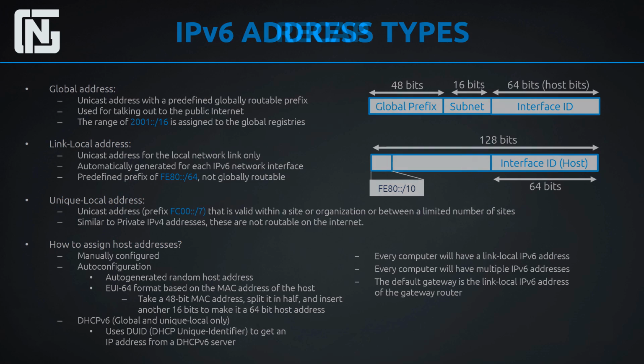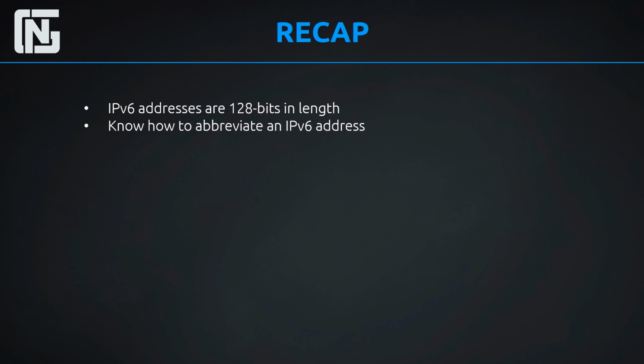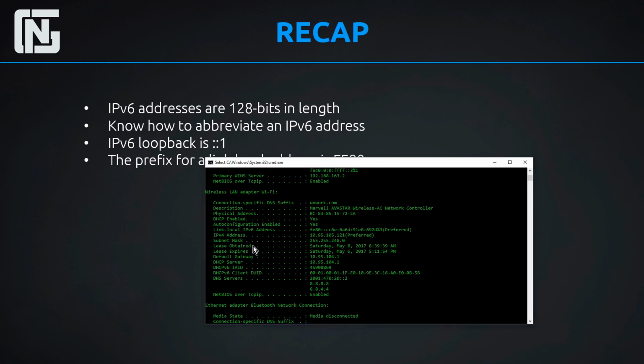So we can go ahead and do a recap. So first off, it's good to note that IPv6 addresses are 128 bits in total length. And we need to make sure we understand the different ways to abbreviate the IPv6 address. Understand that the loopback is ::1, right? It's just a single address for our loopback in IPv6. We need to know that the link local addresses always start with FE80. Remember that? Every single network interface card will have something like that that starts with FE80.